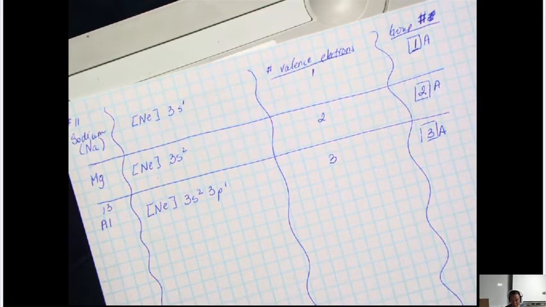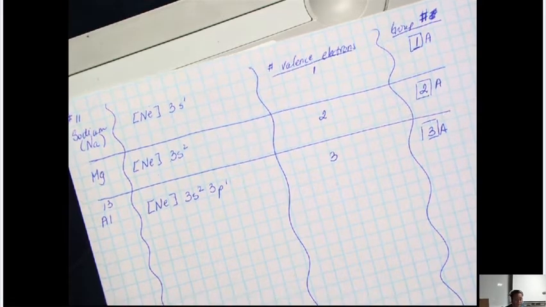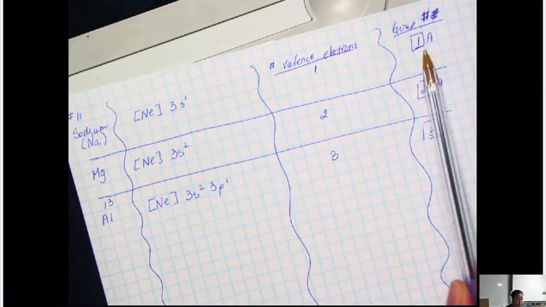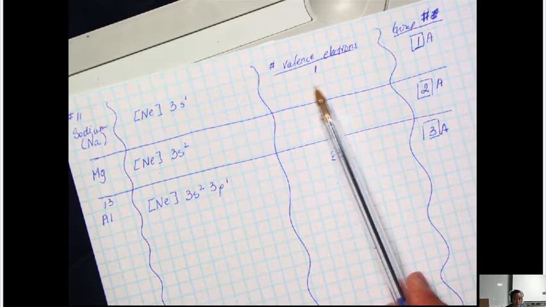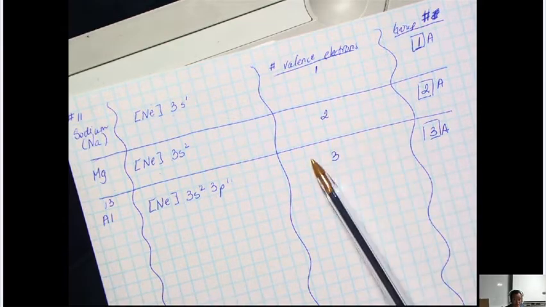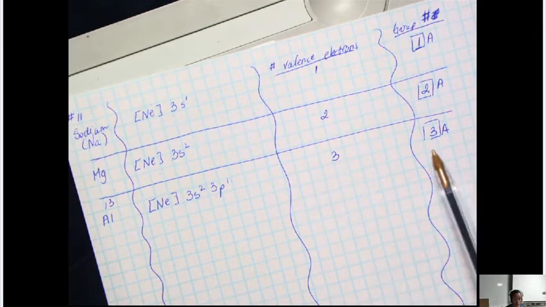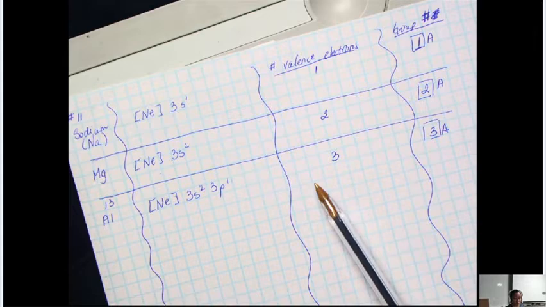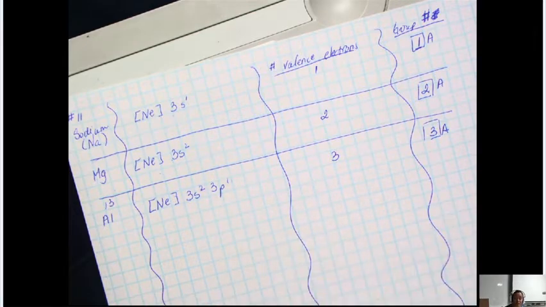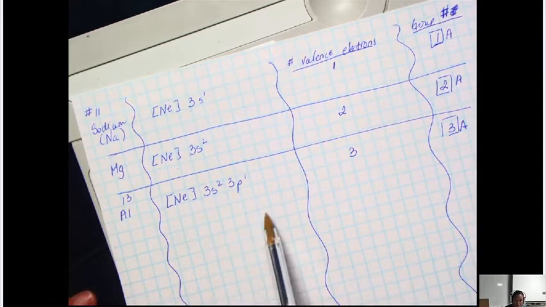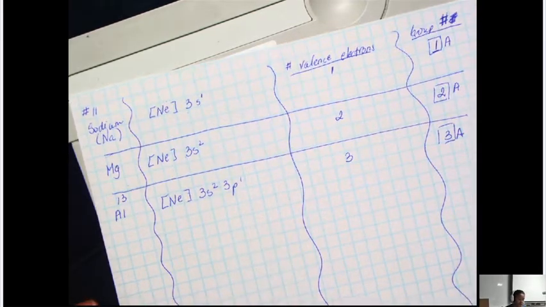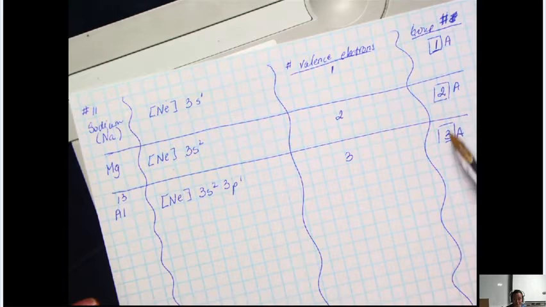They're in order. They're the same. Anything in group 1A is going to have 1 valence electron. Anything in group 2A is going to have 2 valence electrons. Anything that's in group 3A has 3 electrons. We're going to do a couple more, and you're going to see the same pattern. So that is your shortcut. You don't have to write out the electron configurations to figure out the number of valence electrons. All you need to do is look at the group number, and that will tell you the number of valence electrons.